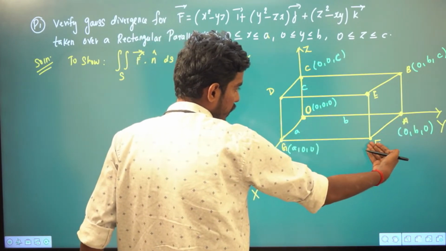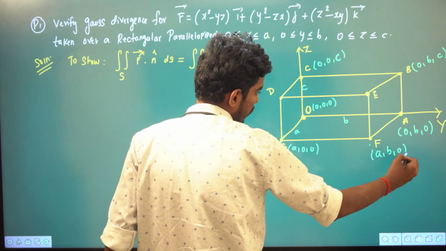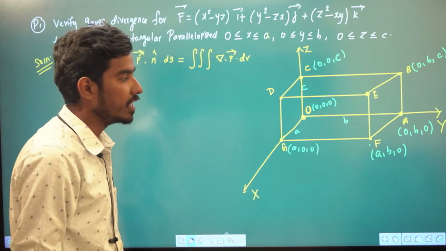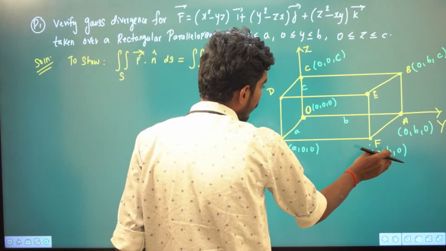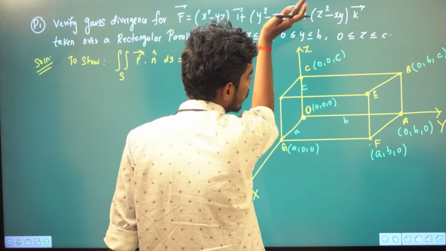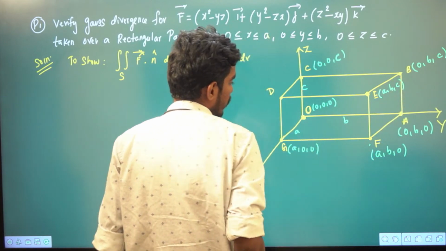So we are moving a units in the x axis. It will be a comma b comma 0. The b and 0 will remain the same, since we are moving only in the x axis from a to this point. From a comma b comma 0, we are moving in the z axis. We know the z axis is c units. So this point will be a comma b comma c, right?